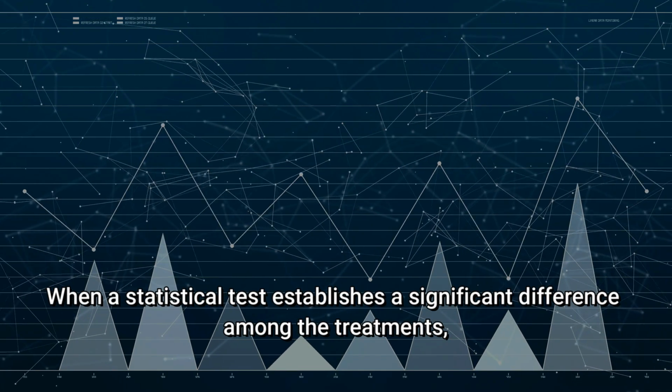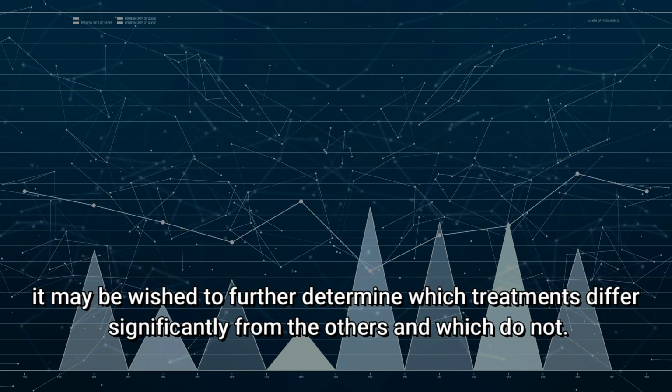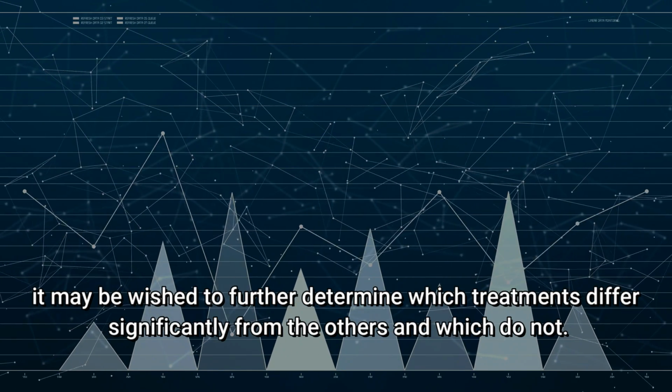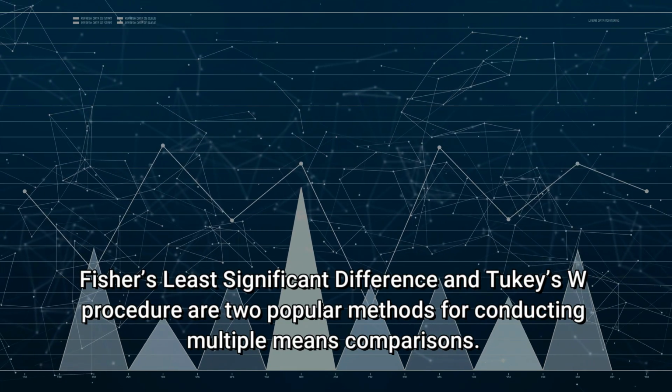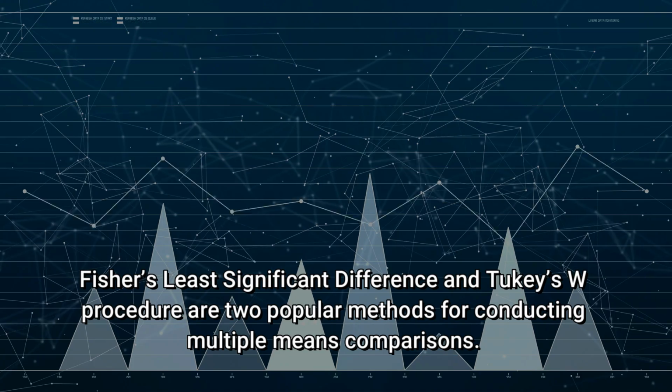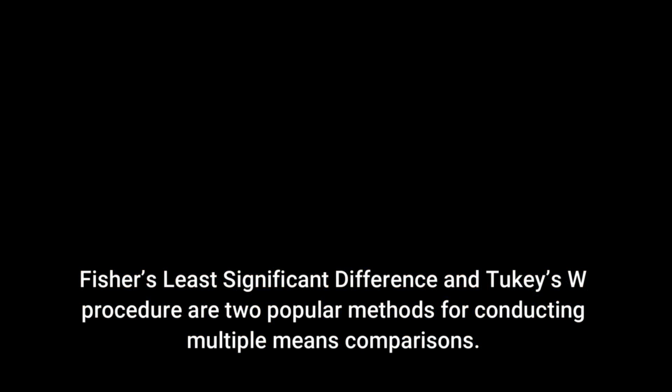When a statistical test establishes a significant difference among the treatments, it may be wished to further determine which treatments differ significantly from the others and which do not. Fisher's least significant difference and Tukey's W procedure are two popular methods for conducting multiple means comparisons.